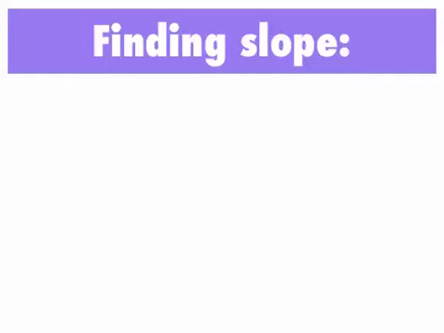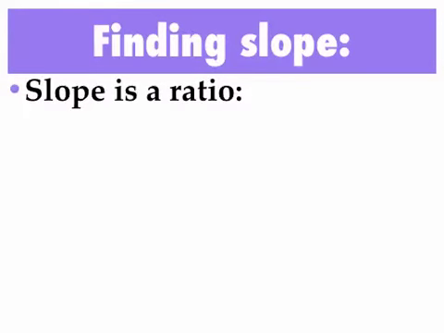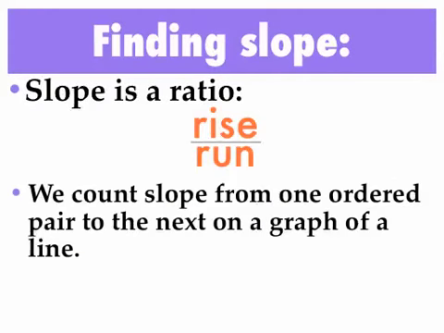To find the slope when we're given a graph of a line, first of all, the slope is a ratio of rise over run. And I think everybody in this class should have heard rise over run before. When you're finding the slope and you are given a graph of a line, you're going to count slope from one ordered pair to the next on the graph.